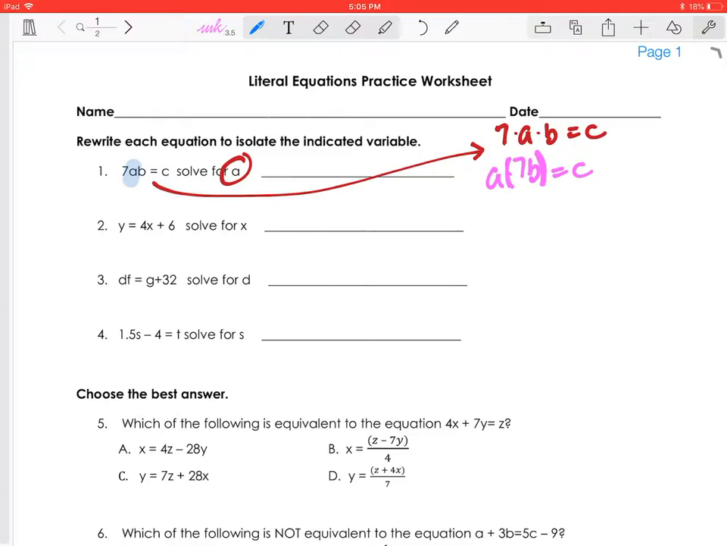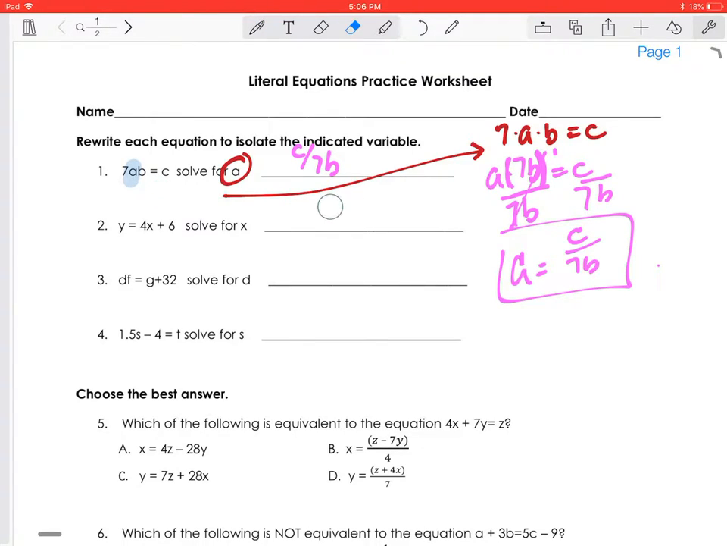Now, that means I can either get rid of the a or I can get rid of the 7b. I'm going to get rid of the 7b, so I'm going to divide both sides by 7b. That becomes 1. So now a is equal to c over 7b. All 4 of these problems, 2, 3, and 4, are pretty much the same idea. So the answer to this first one is c over 7b.